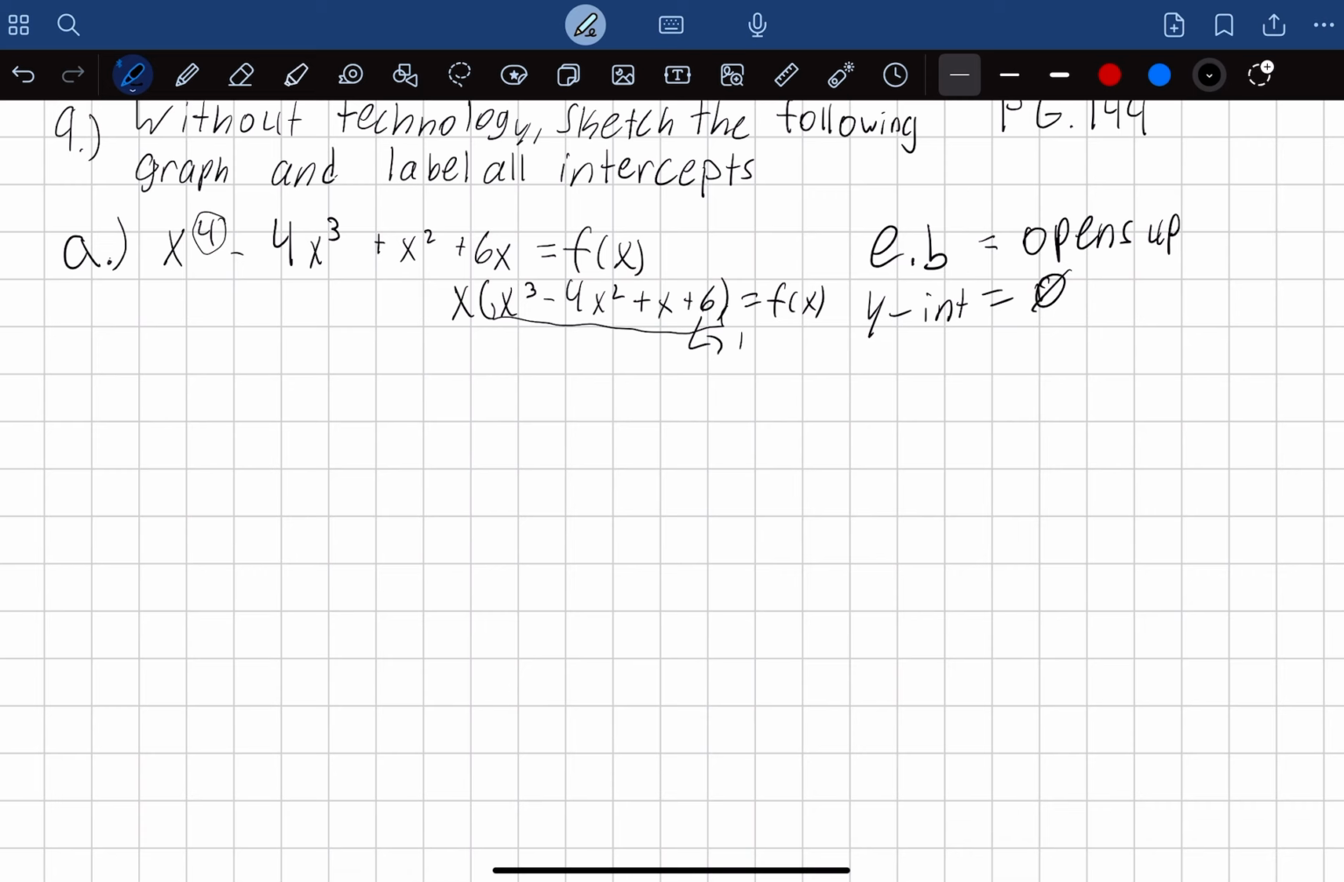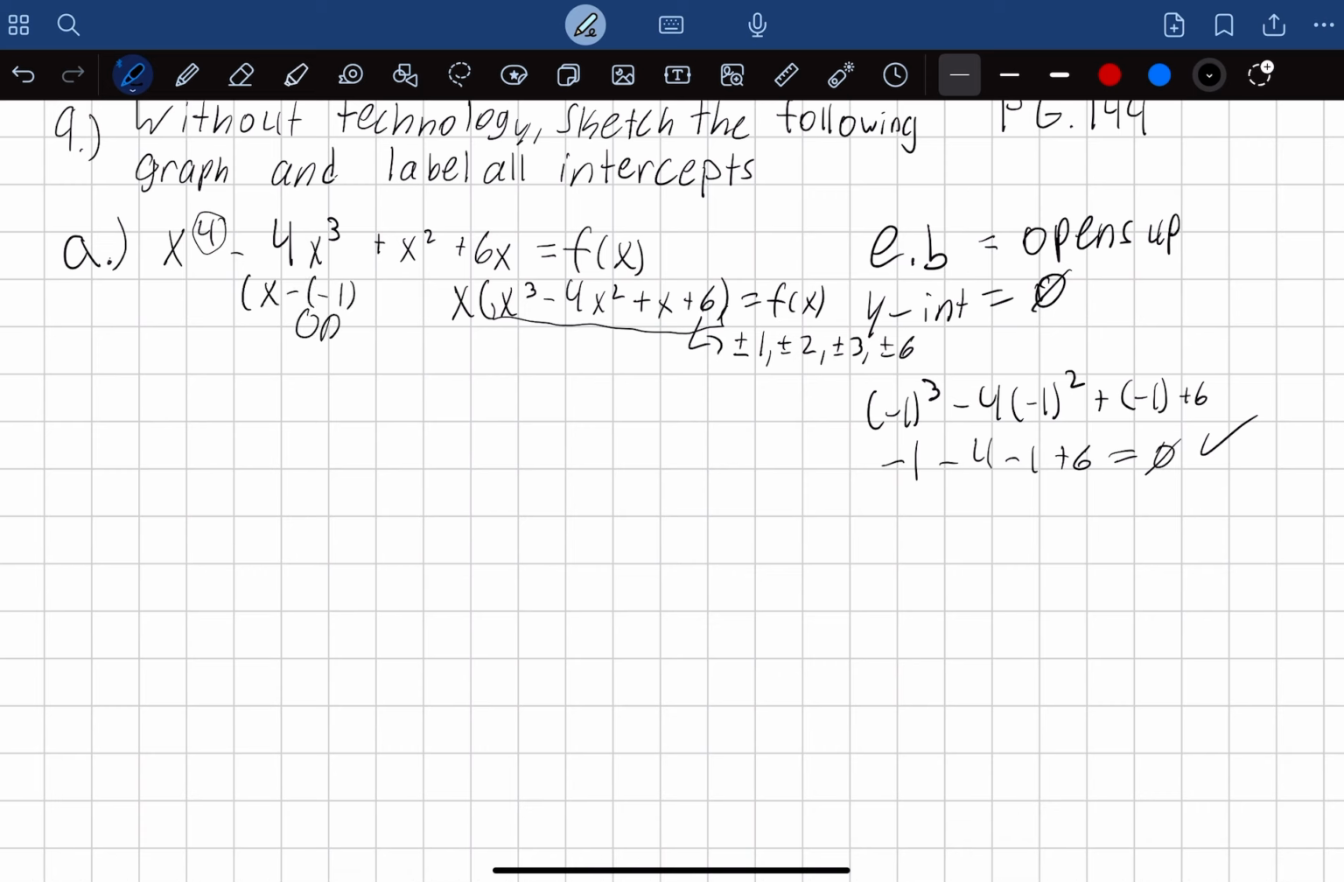So I am going to use remainder theorem by using all of the possible factors of 6. Admittedly, I already used positive 1 off camera, so I'll show negative 1 here because I think that one should work. So we have negative 1 cubed minus 4 times negative 1 squared plus negative 1 plus 6. So this is negative 1 minus 4 minus 1 plus 6, which equals 0, which is good, which means that we know that one of the factors is going to be x minus negative 1 or x plus 1.